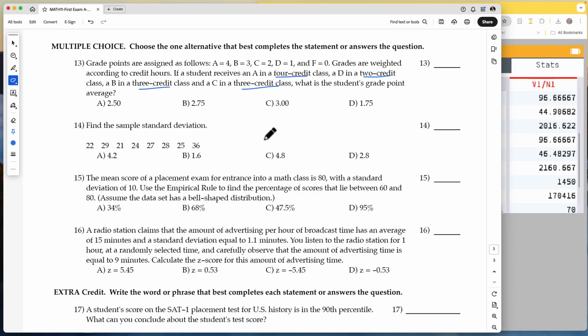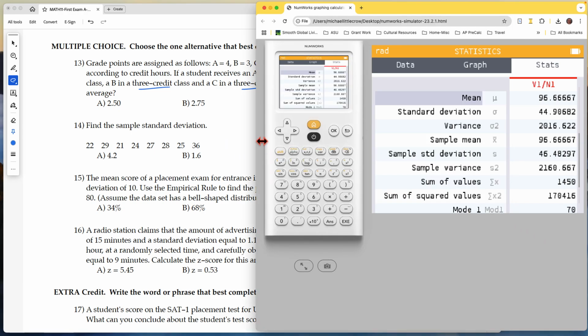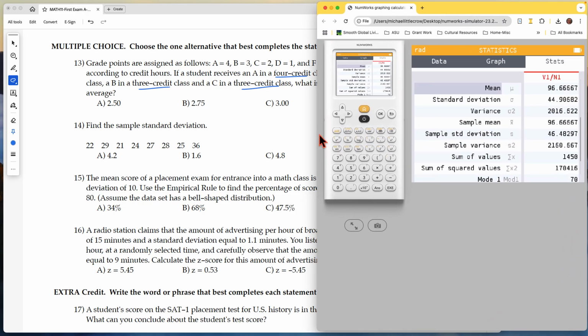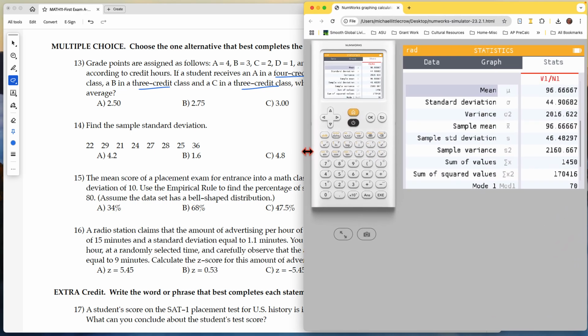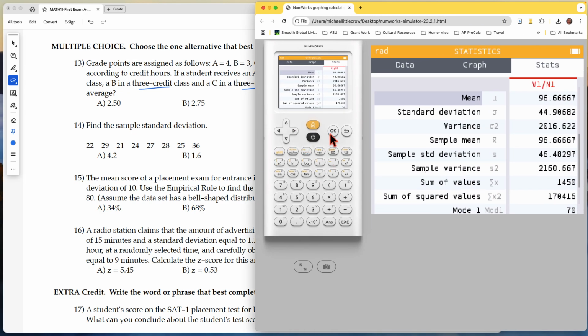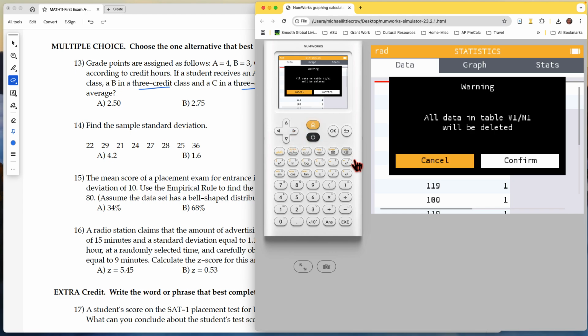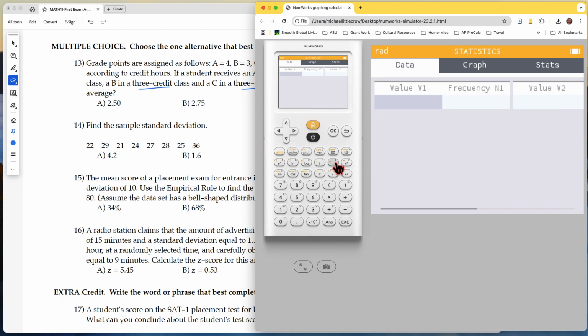So this is a weighted mean, and that's actually what this table is very good at doing. Statistics, I guess we'll leave it like this so we can see what we're doing. I'm going to go back to data. I'm going to clear out these values. I come to the value and I hit clear, and we will confirm. There, we got the data cleared.